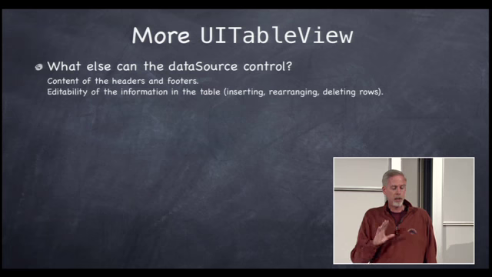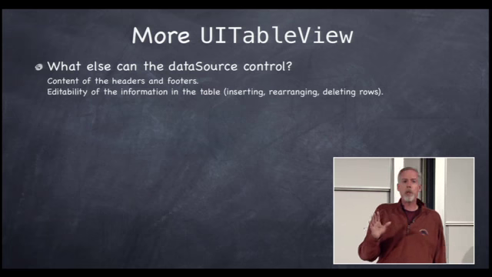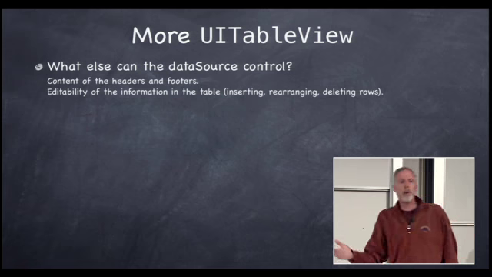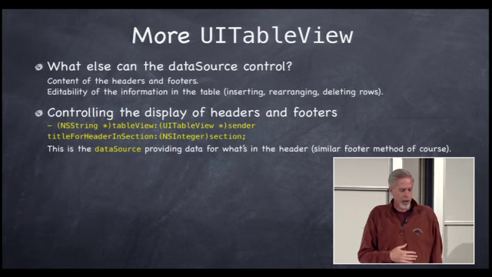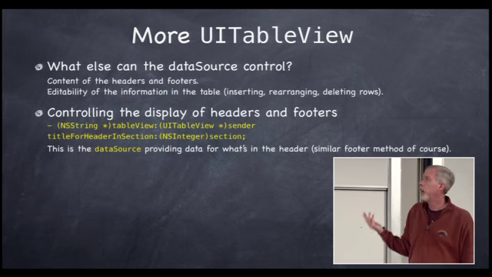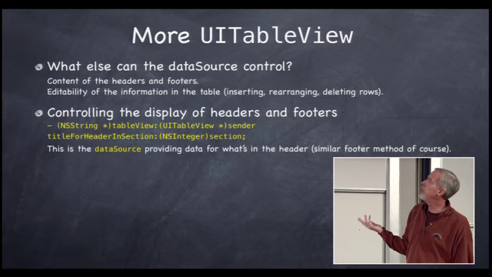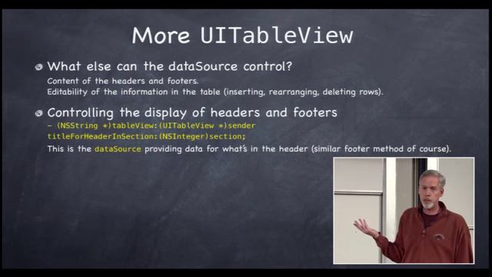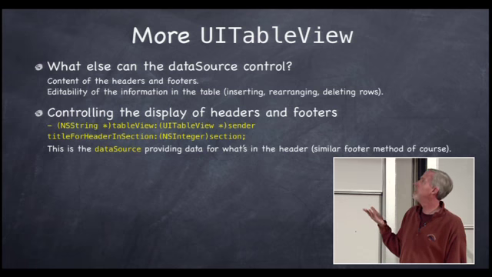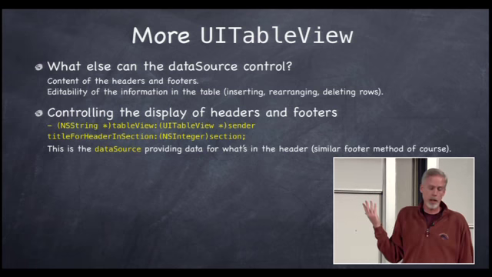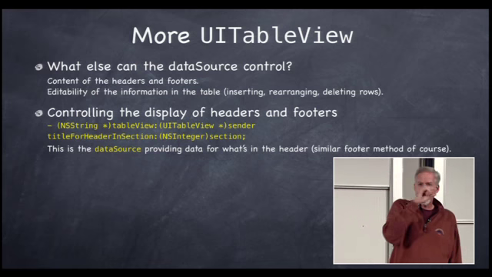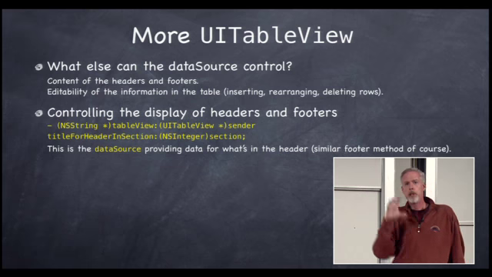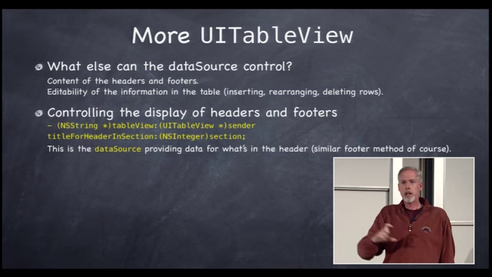But in both cases, what you're required to do is essentially keep your model in sync with what's going on in the user interface. So we'll talk about those briefly. How do we control the display of headers and footers? It has these two methods, table view title for header in section, and title for footer in section. That just returns a string, and that'll be the string that appears in the header or the footer for a section. Remember, the rows are divided into sections.